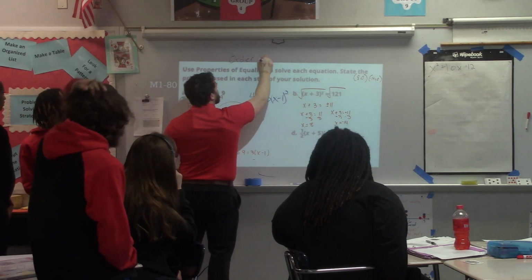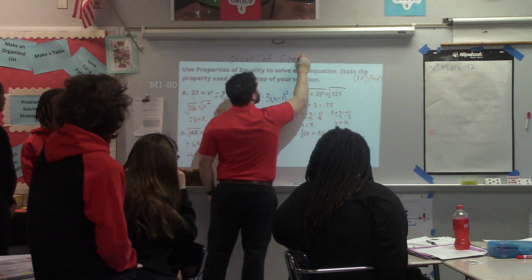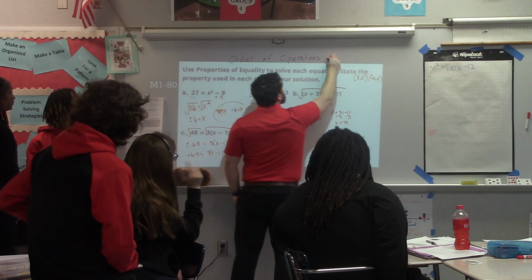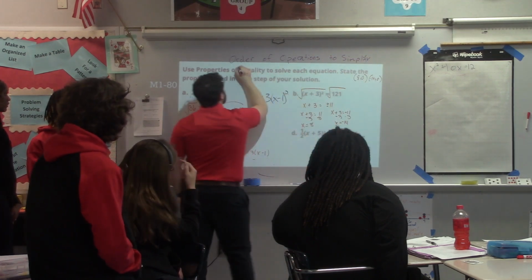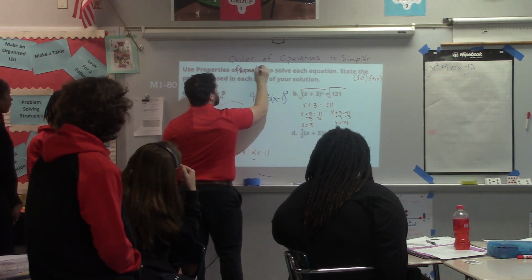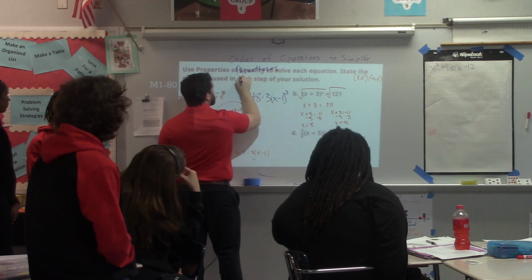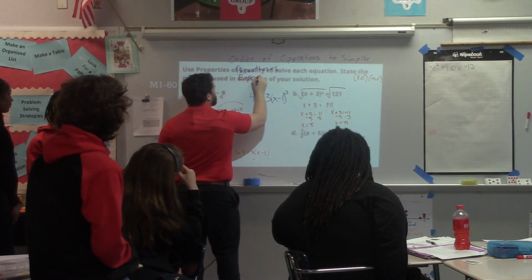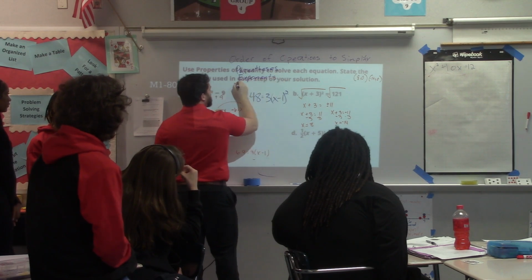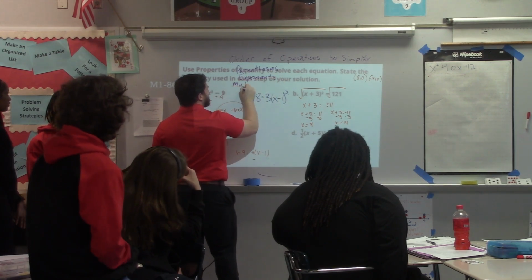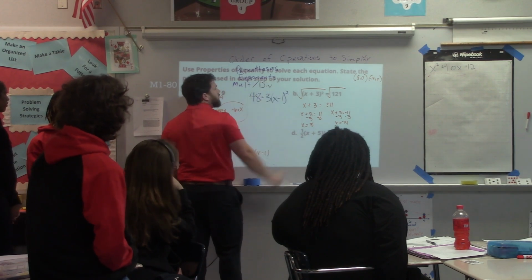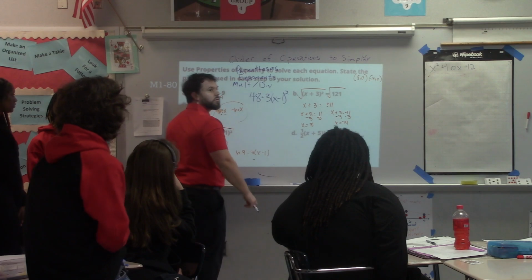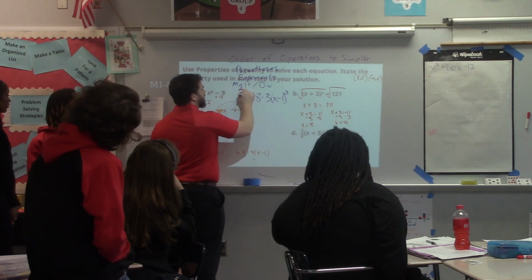Okay, so let me write this out really quickly. Order of operations to simplify. So, parentheses, exponents, then multiplication. I know, by the way, a lot of us may think it's multiplication then division. Not necessarily. It depends on which one comes first. And then addition and subtraction.